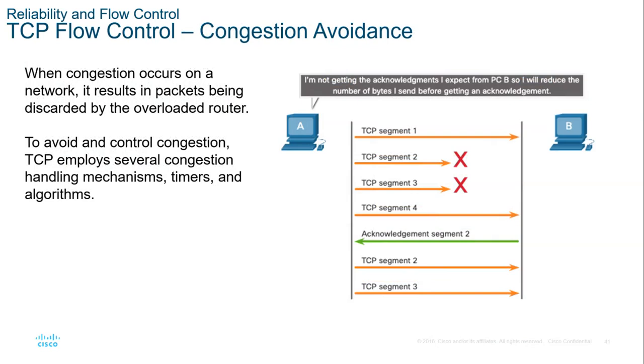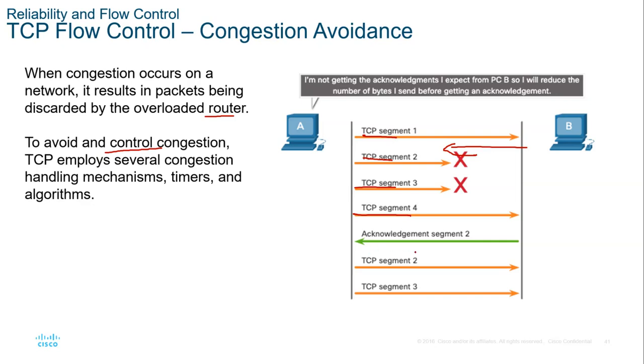When congestion occurs on the network, it results in packets being discarded by the overloaded router. So to avoid and then control congestion, TCP employs several congestion handling mechanisms, the timers and then the algorithms. So what is going to happen if you have segments 1, 2, 3, 4 sent, and then the acknowledgement is only 2.